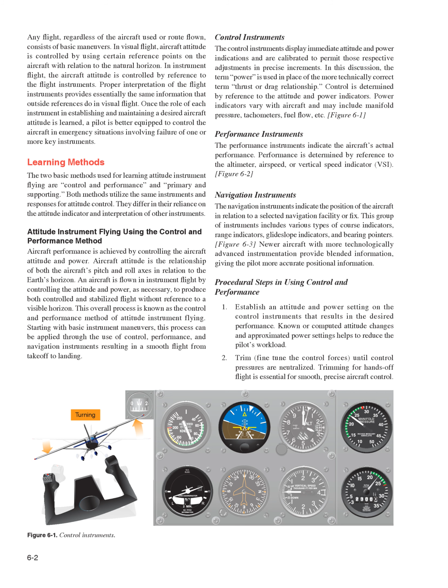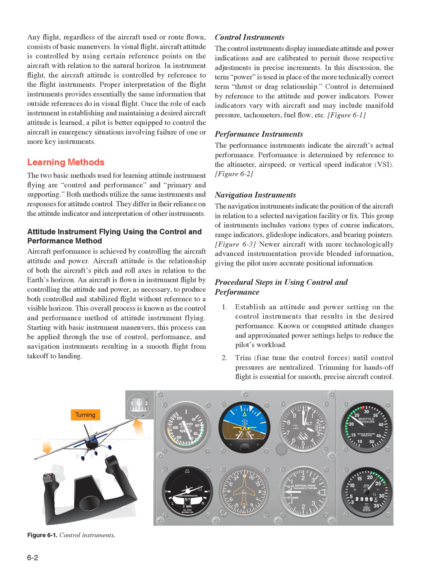Power indicators vary with aircraft and may include manifold pressure, tachometers, fuel flow, etc. Figure 6.1. Performance instruments. The performance instruments indicate the aircraft's actual performance. Performance is determined by reference to the altimeter, airspeed, or vertical speed indicator, VSI. Figure 6.2. Navigation instruments. The navigation instruments indicate the position of the aircraft in relation to a selected navigation facility or fix. This group of instruments includes various types of course indicators, range indicators, glide slope indicators, and bearing pointers. Figure 6.3. Newer aircraft with more technologically advanced instrumentation provide blended information, giving the pilot more accurate positional information.